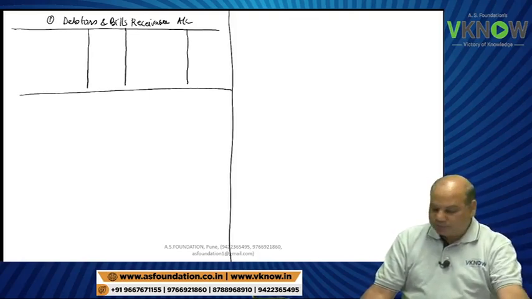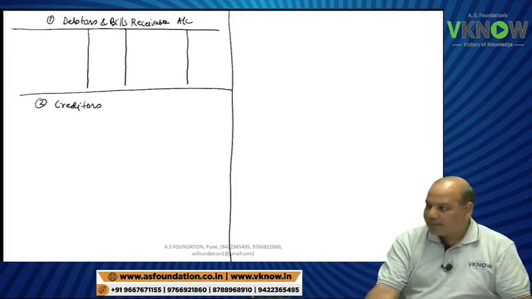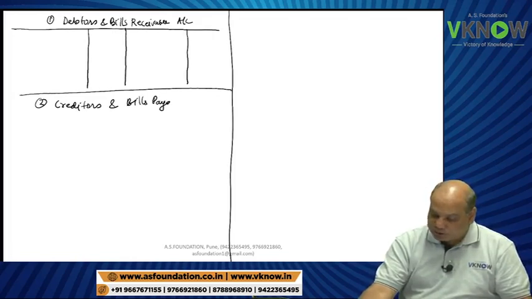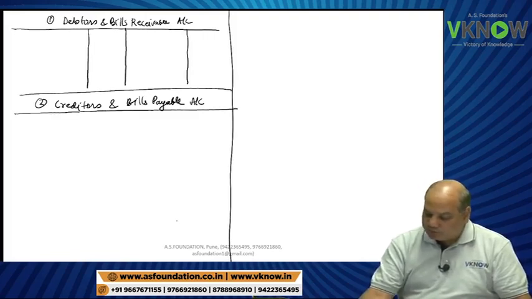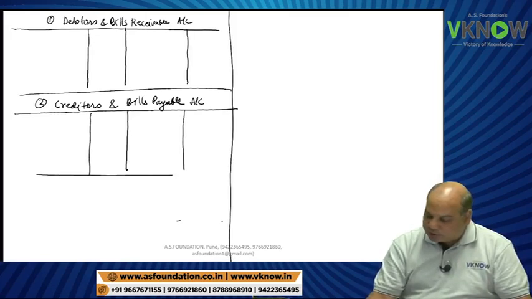Next point, working note 2, creditors and bills payable together. The purpose is to find out payment. You can prepare a statement if you want. I have no objection.